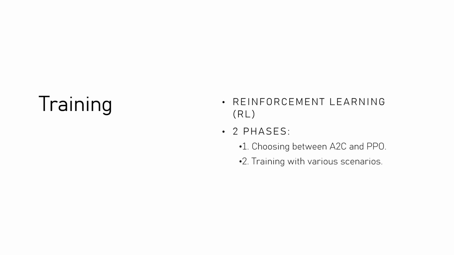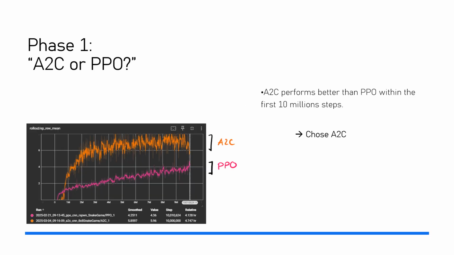There are two phases in our training process. First, we need to choose between which algorithm to use, A2C or PPO. And then after we choose the algorithm, we will use that algorithm to train the model in various scenarios. So we need to choose A2C or PPO in phase one.